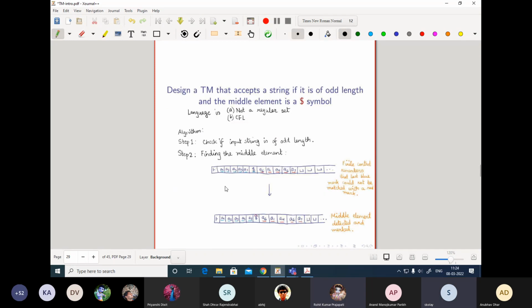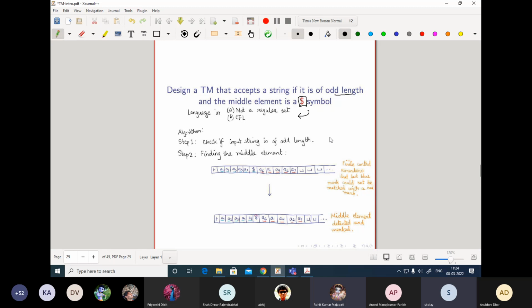Next, we want to design a Turing machine that accepts a string if it is of odd length and the middle element is some special element, let's say a dollar symbol. Firstly, please check that this is not a regular set, but it can be a context-free language. It is not regular mainly because you have to check what happens in the middle element. But you can design a context-free grammar for this quite easily. Please check this. This is not a difficult exercise.